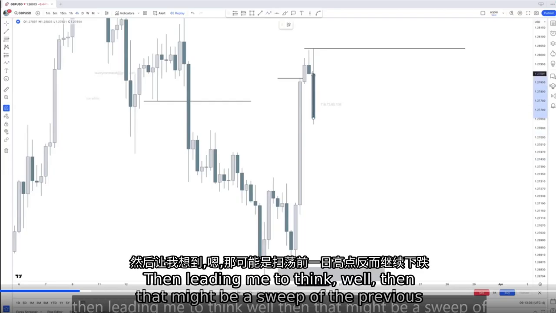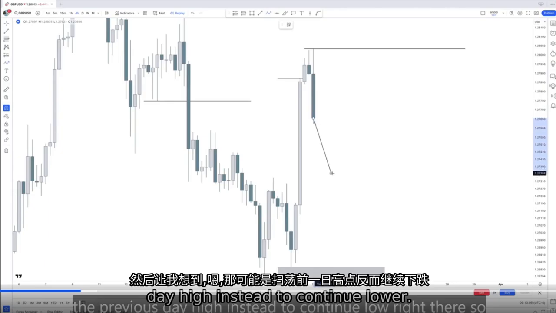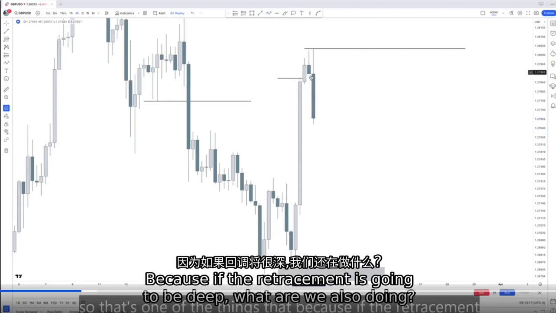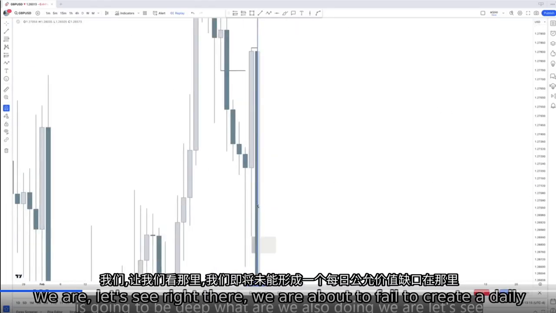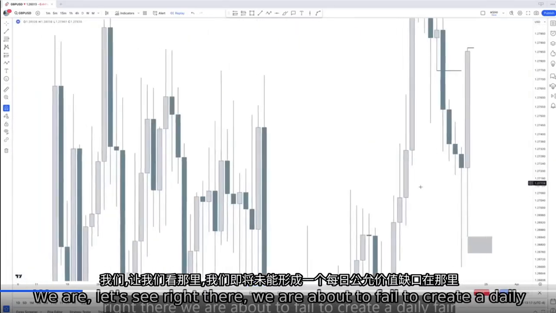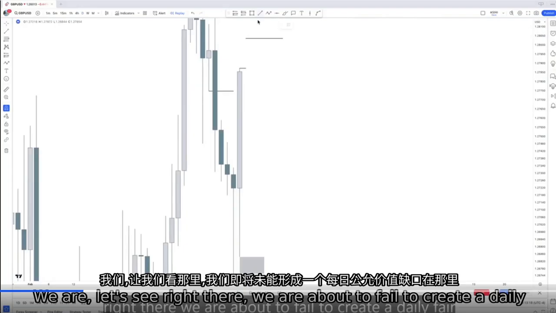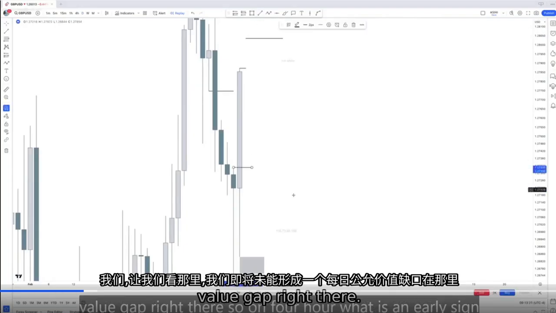Then leading me to think, well, then that might be a sweep of the previous day high instead to continue lower. Because if the retracement is going to be deep, what are we also doing? We are, let's see, right there. We are about to fail to create a daily fair value gap right there.